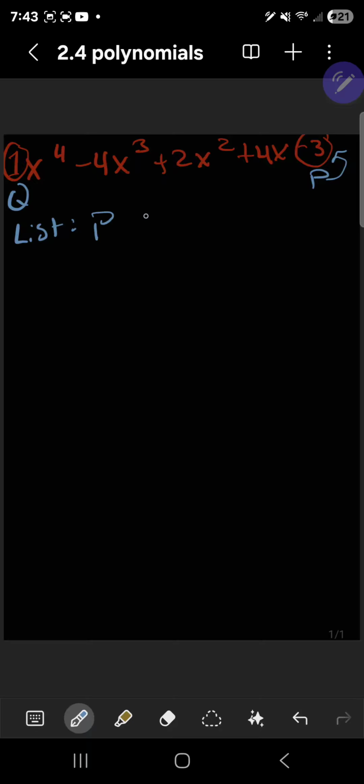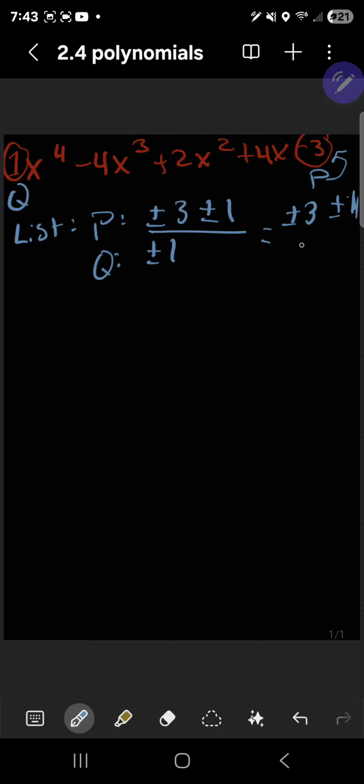Okay, Q and P. So we want to find everything that multiplies into P and everything that multiplies into Q and make a list of them. So the list would be, for P, plus or minus 3 and plus or minus 1. Those are the only things that multiply into negative 3. For Q, it's just 1, so plus or minus 1. Then you divide all of these by all of these, and it's pretty easy because it's just a 1. So it would just be plus or minus 3 and plus or minus 1.